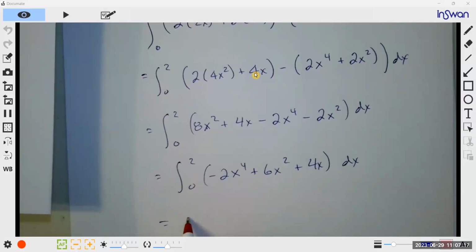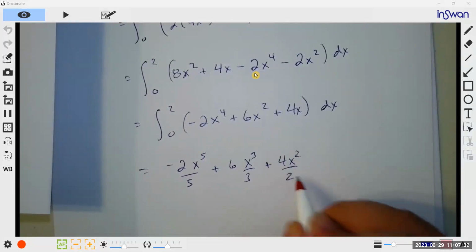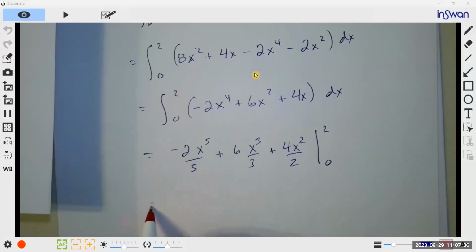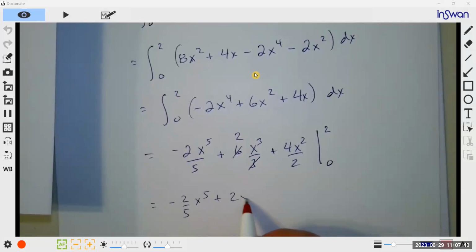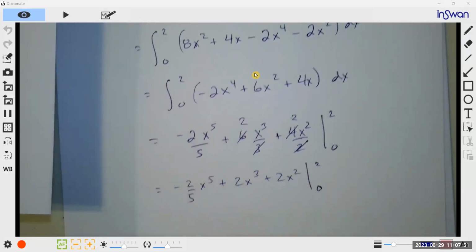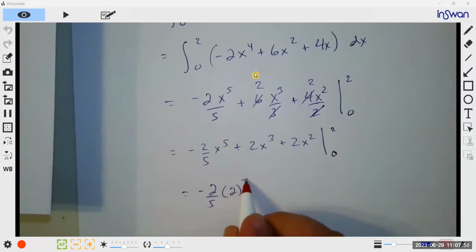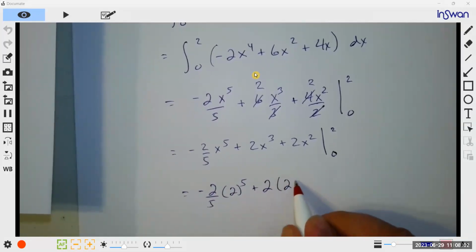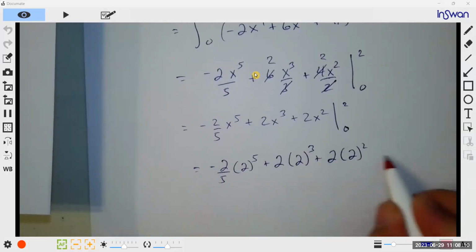Now integrate with respect to x. We get x to the fifth over 5, x to the third over 3, x squared over 2. That becomes a 2. That becomes a 2. And since they all have x's, this one goes to 0, so we have negative 2 over 5, 2 to the fifth, plus 2, 2 to the third, squared, minus 0.